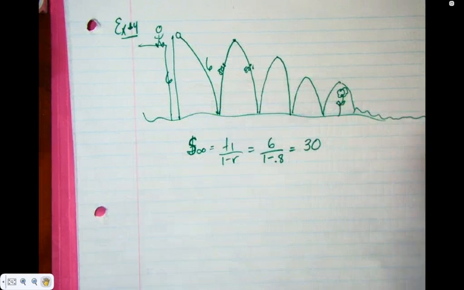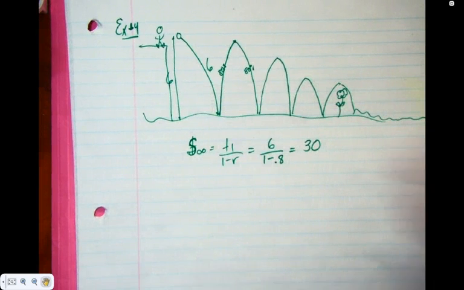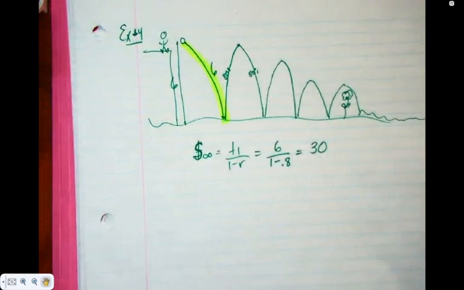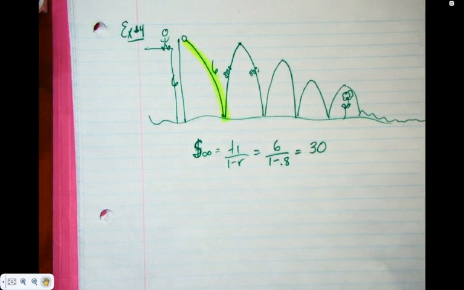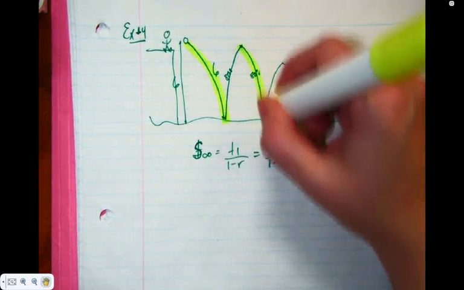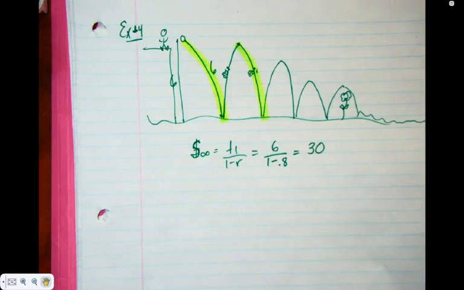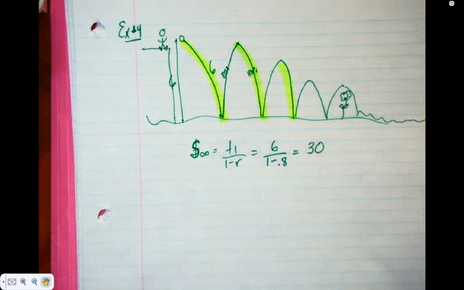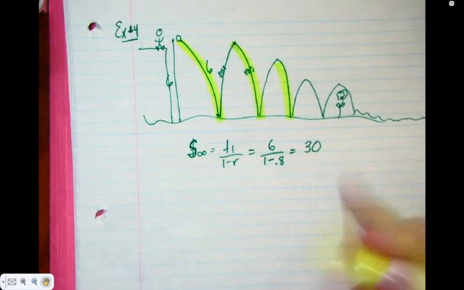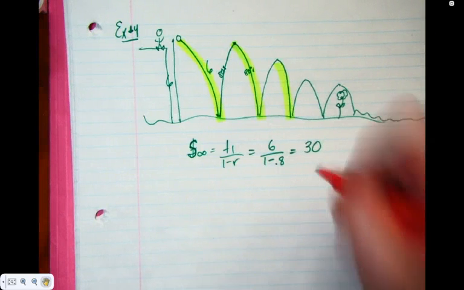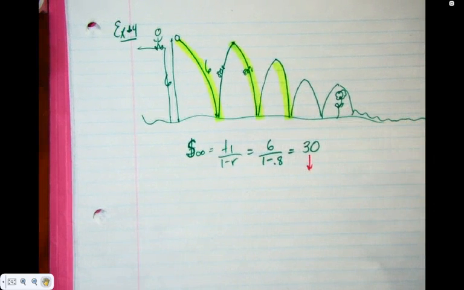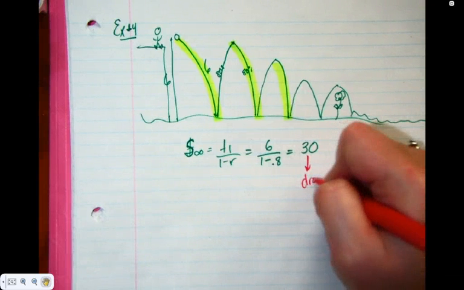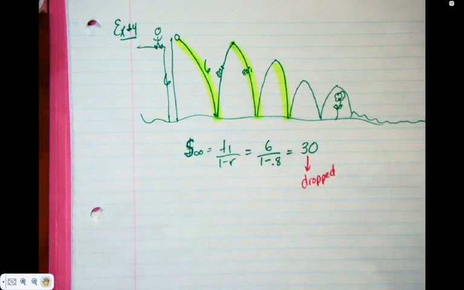So where's T1 in this picture? The first drop. Where is T2 in this picture? It's the second drop. Where is T3 in this picture? It's the third drop. So what have we calculated? It's the total distance the ball dropped. Is that what the question is asking us for? No. What have we not calculated yet?